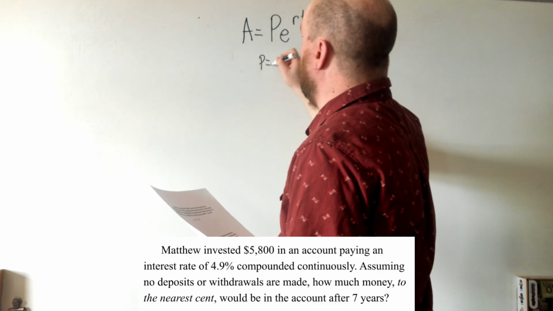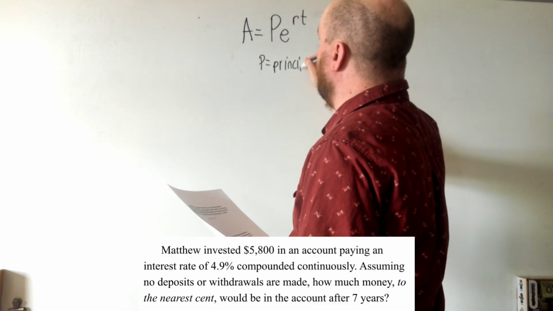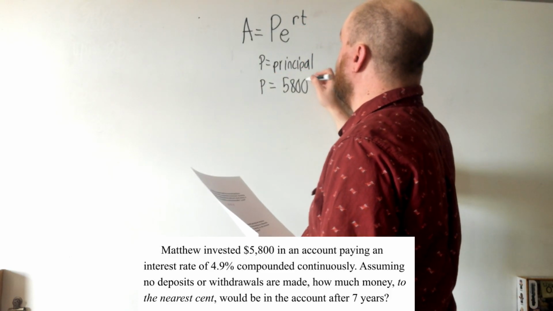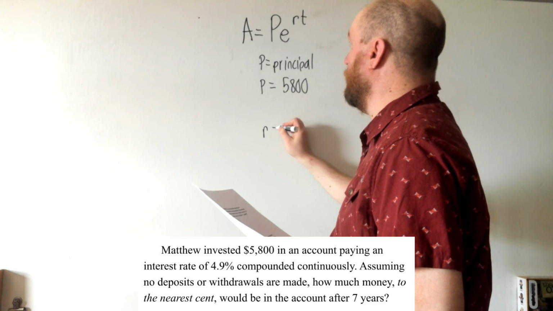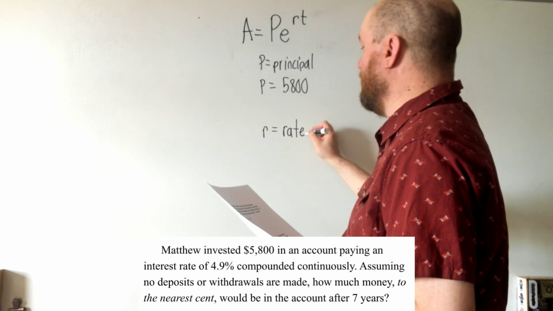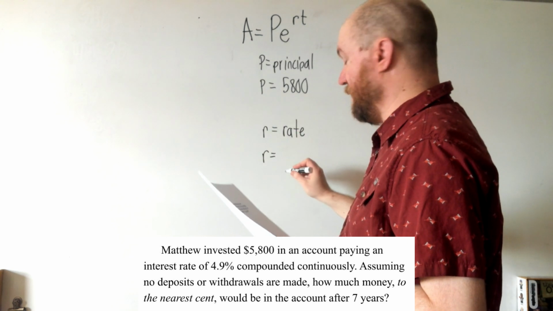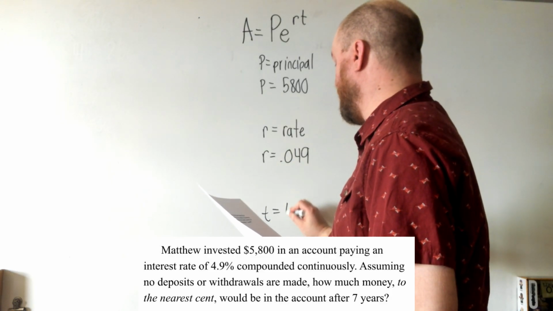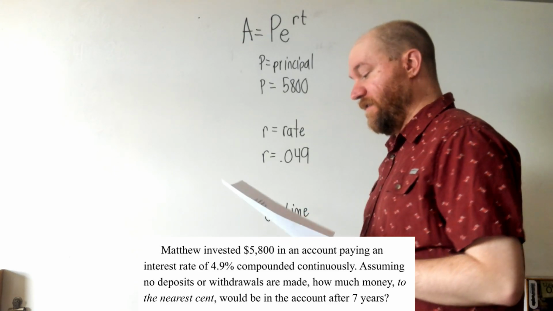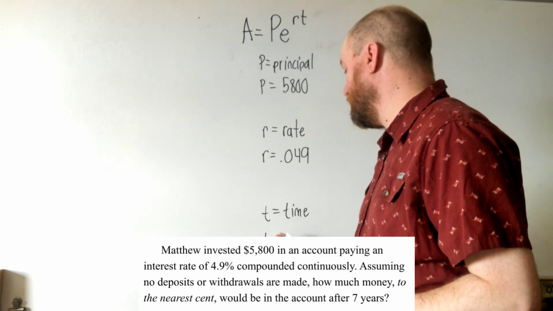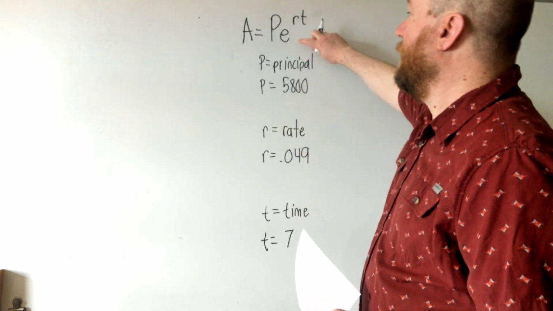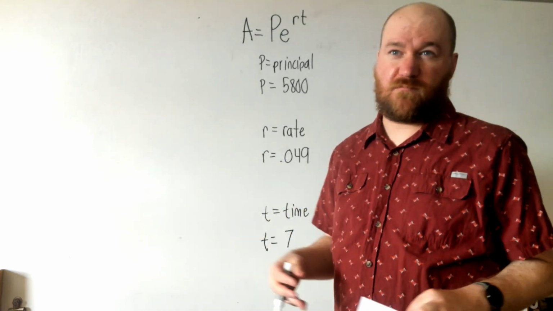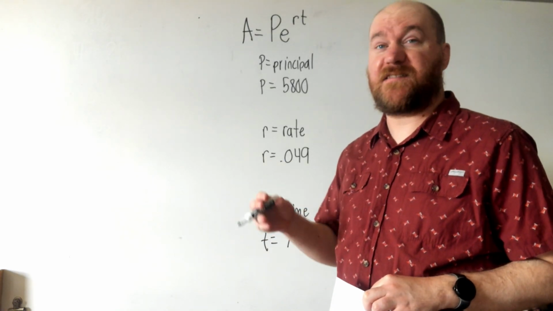So P is still principal. And in this question, the starting value is $5,800. R is the rate. Remember, we want the rate to be a decimal. So our rate is 0.049. And T is time in years. And in this question, they want it to be 7 years. So T is 7. Now remember, the letter E is not a variable that we pick what goes in it. It's a very set value.